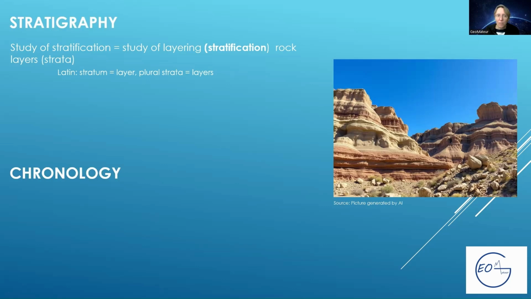So let's start with why the names of columns are doubled. Because this chart describes units in stratigraphy and chronology. Stratigraphy is a study of stratification, in other words, study of layering. Stratification, rock layers. Also the term strata is used. The term strata comes from Latin and it's the plural of stratum, meaning layer. So strata, layers, stratum, layer.